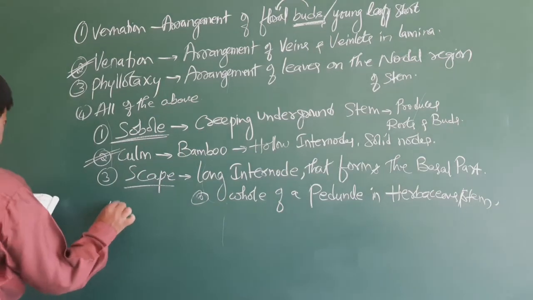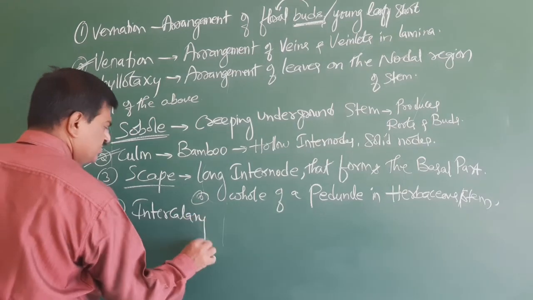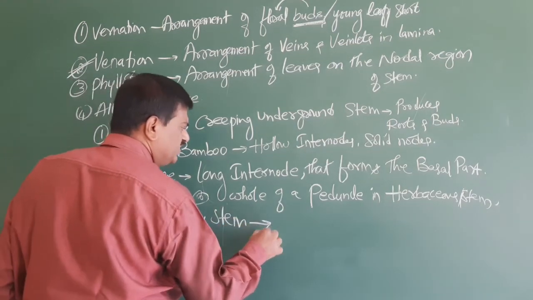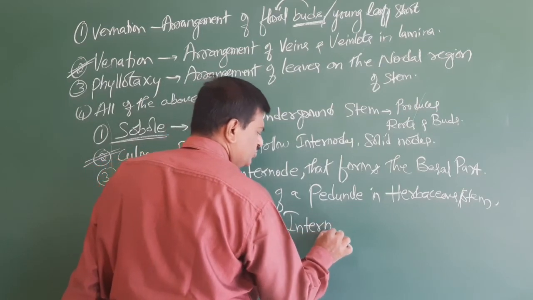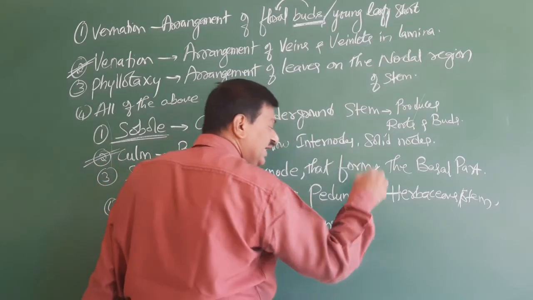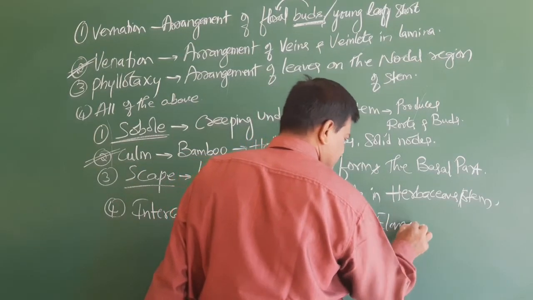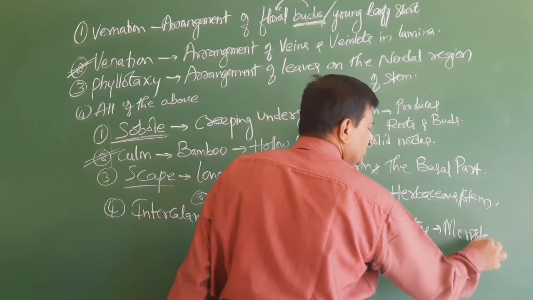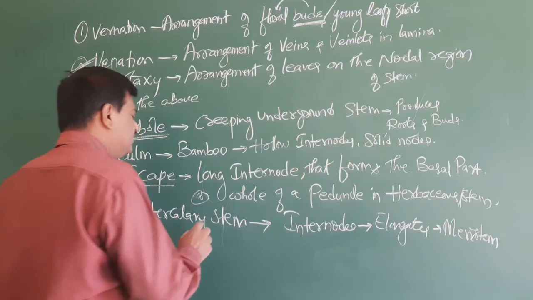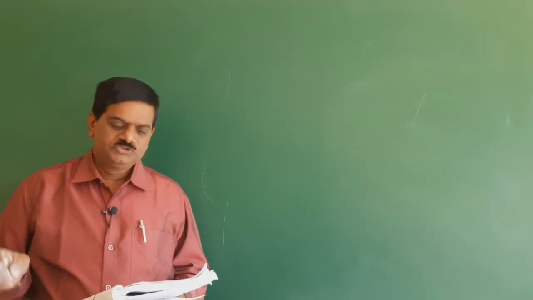And the fourth one is called as intercalary stem. The intercalary stem is nothing but there is a presence of internodes. Internodes are elongated by meristematic activity. So this is called as intercalary stem. But the right answer for this is clump. So we go for 43.